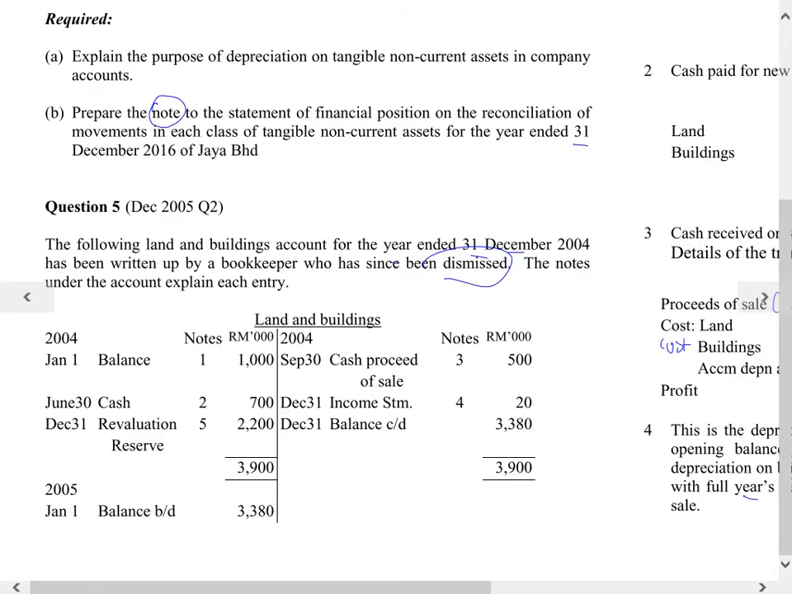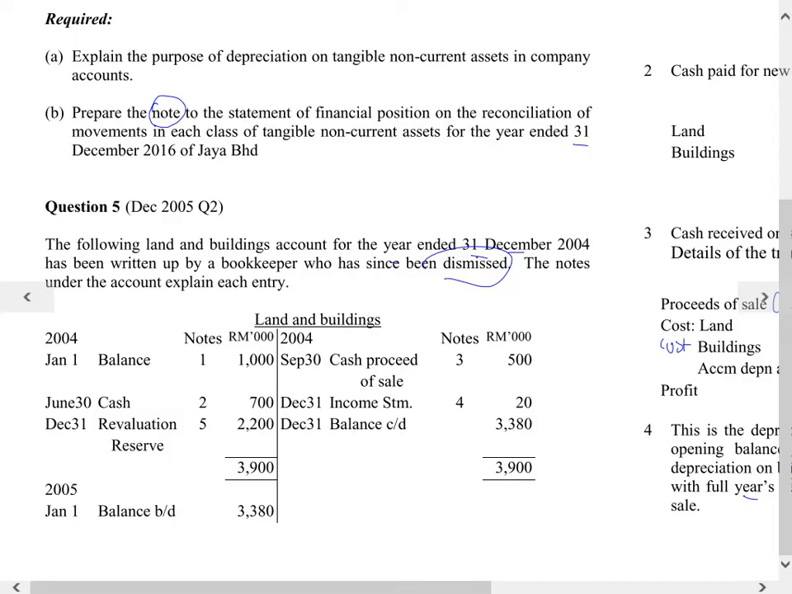Opening 1,000, cash 700, revaluation. When you sell, you receive 500, also recorded here. Wrong. It should be in disposal, income statement and balance carried down, brought down. This whole entry is not correct. We have to correct this entry with notes 1, 2, 3, 4, 5. So let's start with note 1.